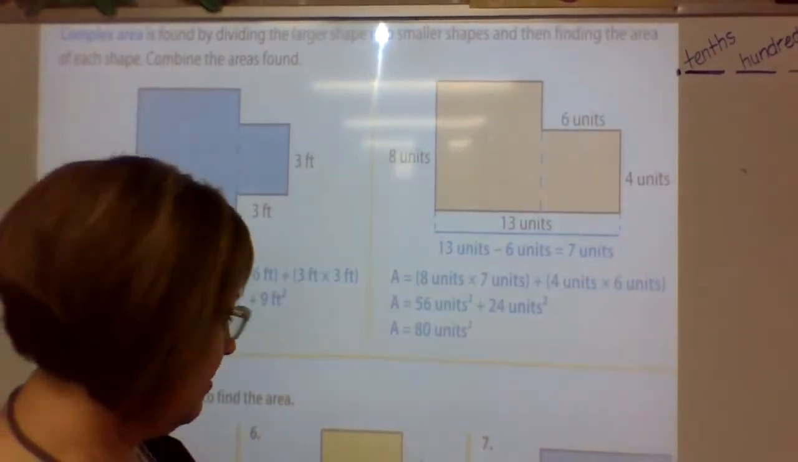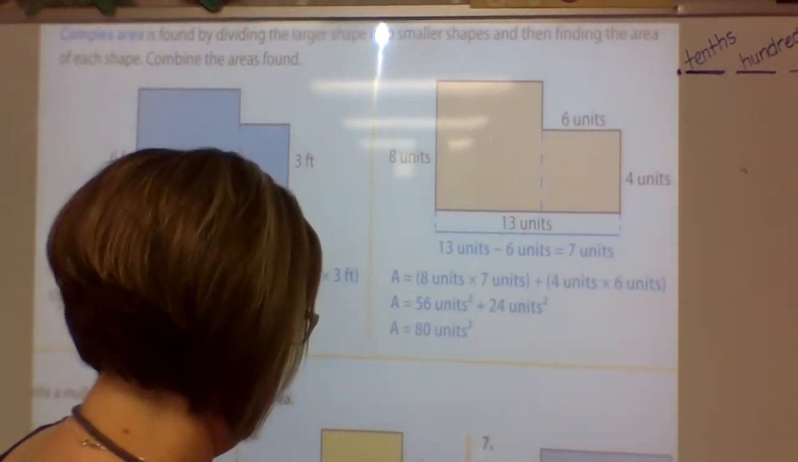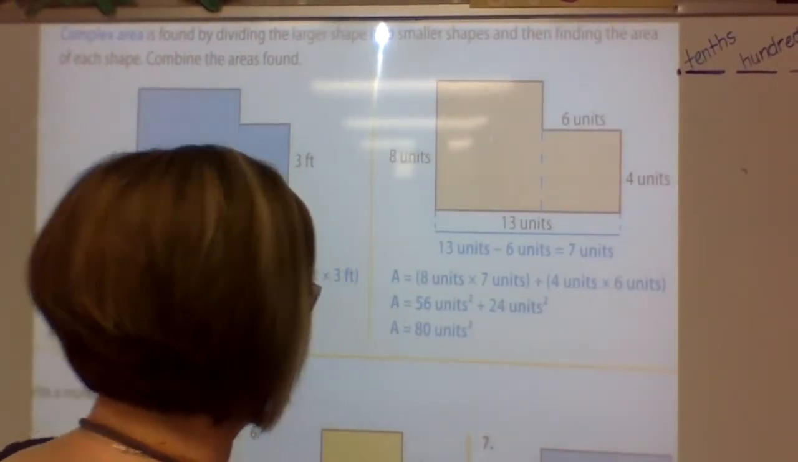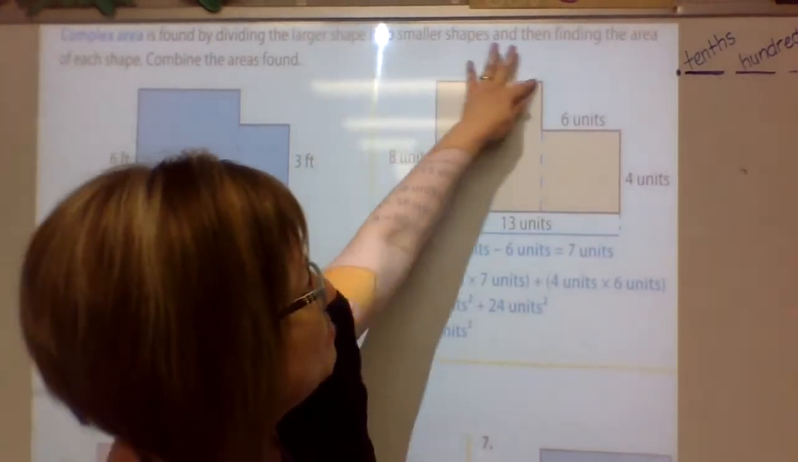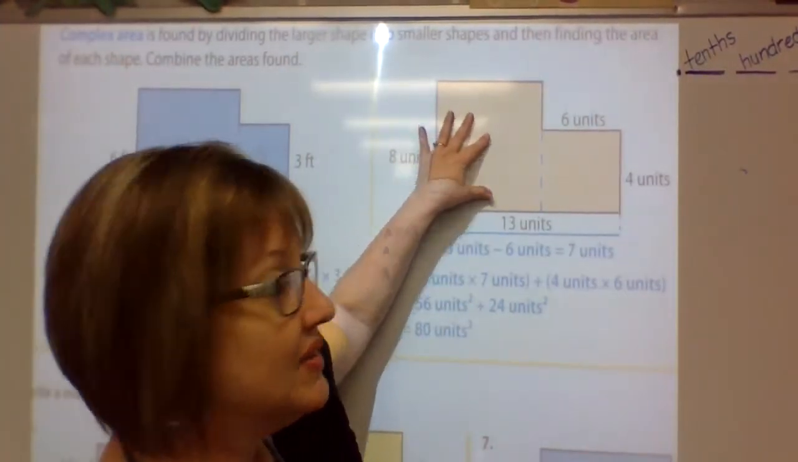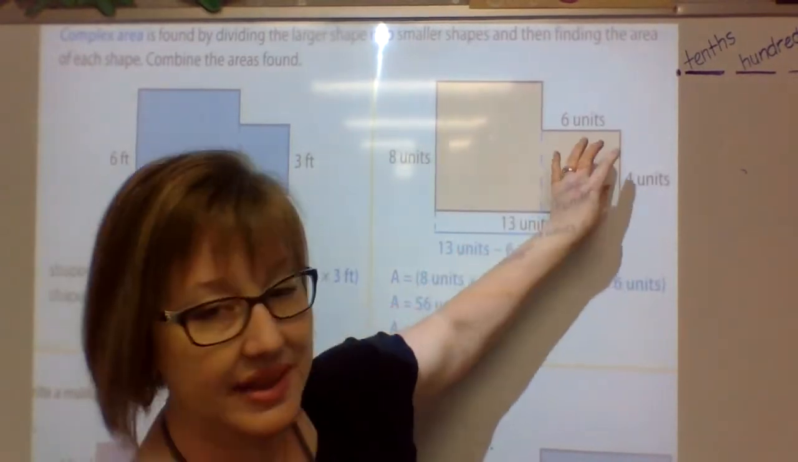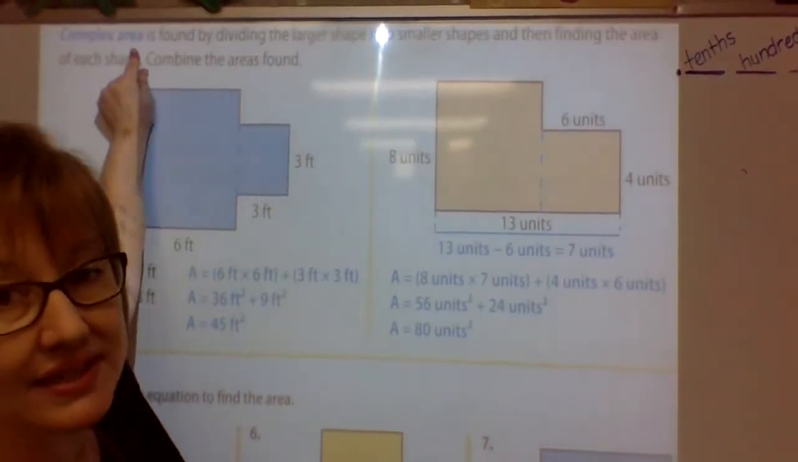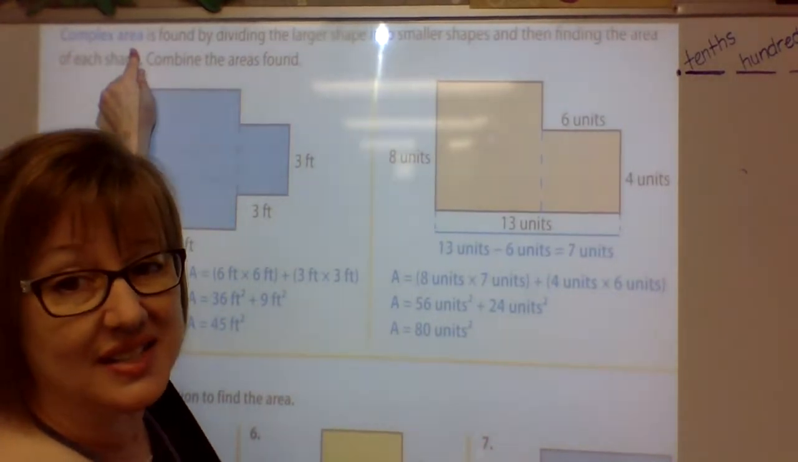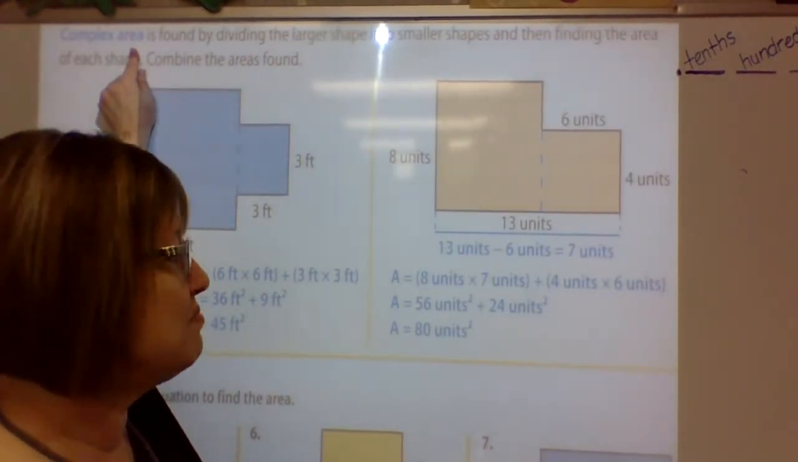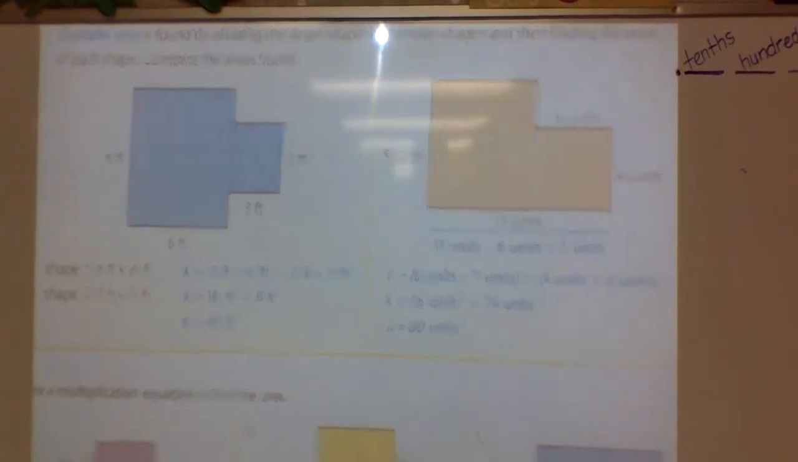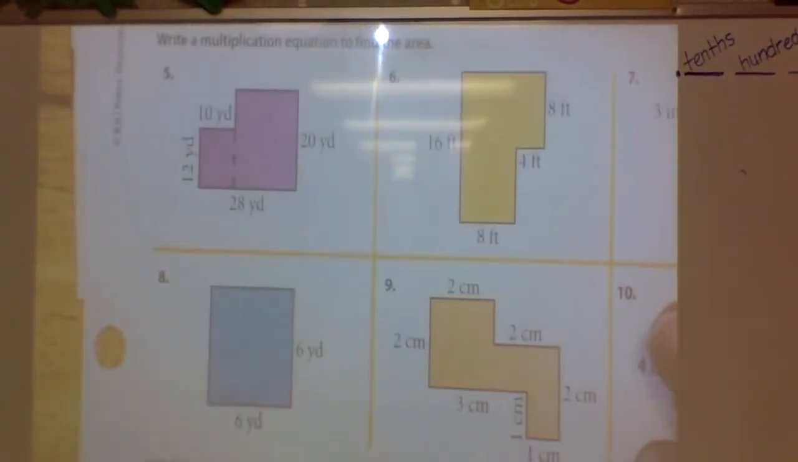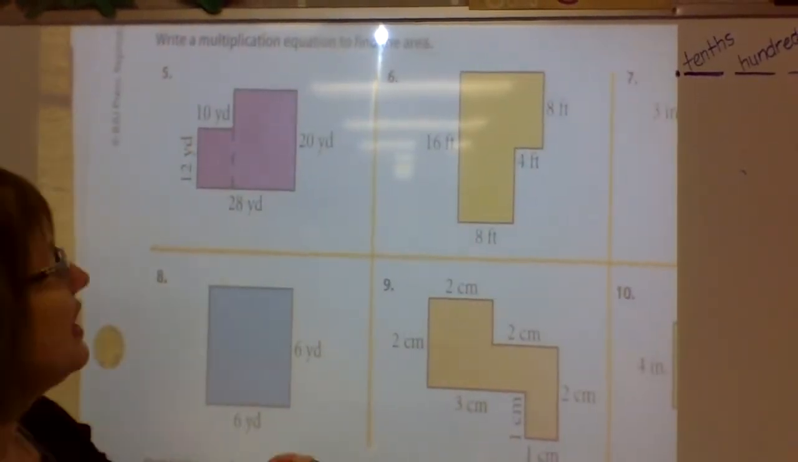Okay, so when you have two little units, it says make this a square and figure out that one, then make this one a square and figure out that one, and then add the two together. So it's called a complex area. It's not just a simple square. It's complex, okay? So we're going to do the same thing we did up there on these. Write a multiplication equation to find the area.